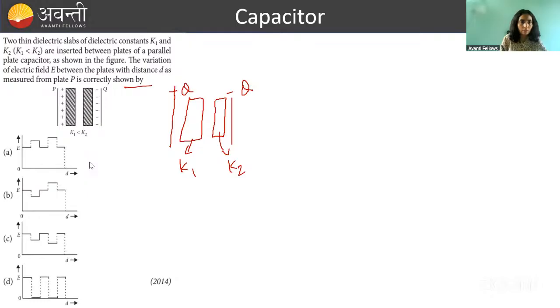K1 is less than what? K1 is less than K2. You have to talk about how the electric field in this region will change. So check how it will change. Check with the graph. Try to see which one will be correct.